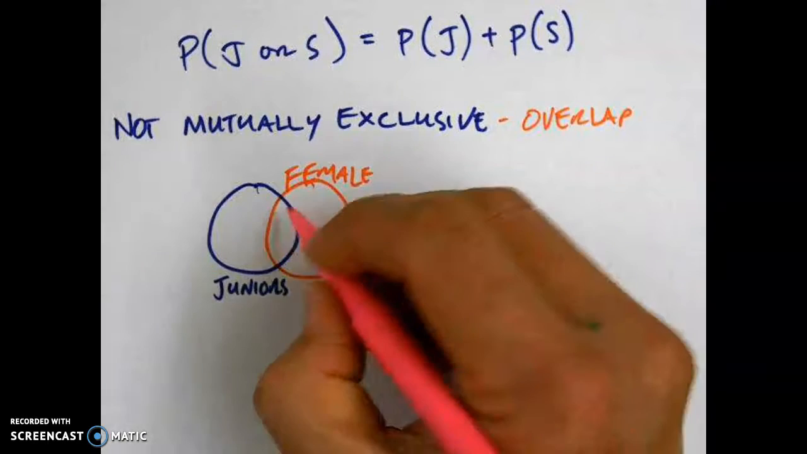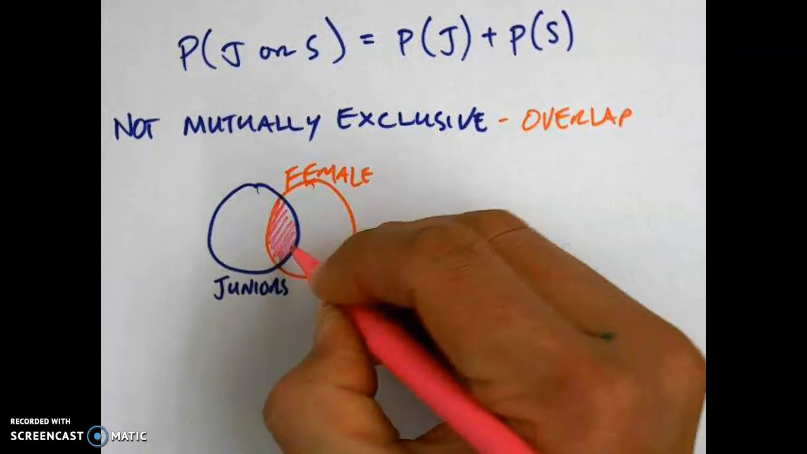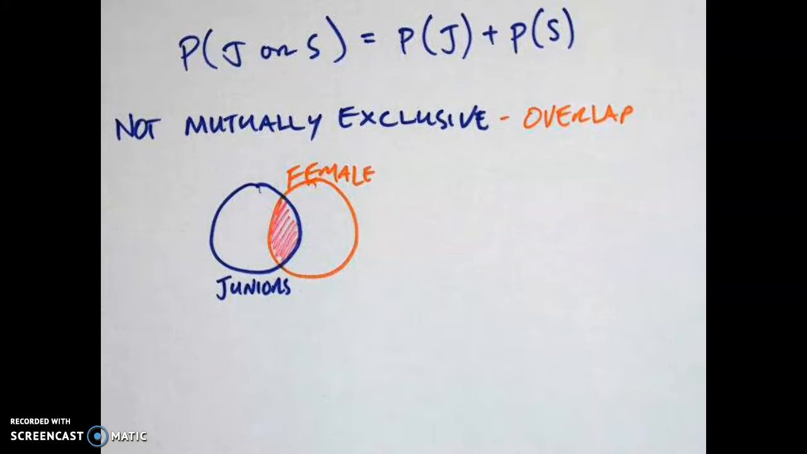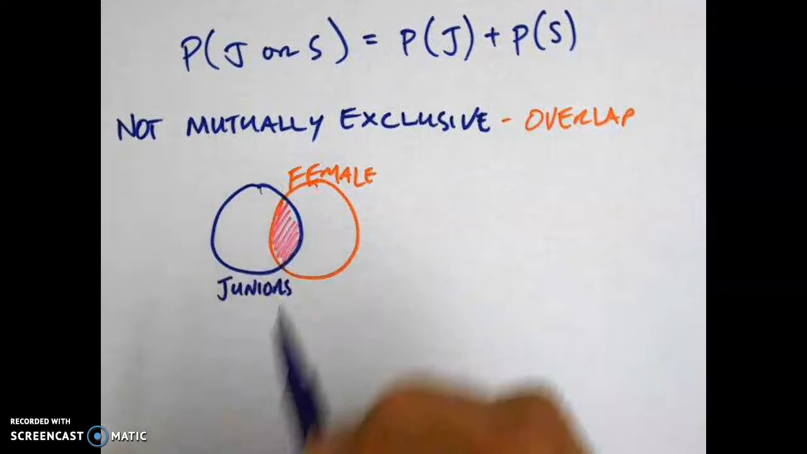So this pink area in the middle is going to be both. So, remember when we talked about the males with glasses? You guys remember that? So we counted the number of males, and then we counted the number of people wearing glasses, and then what did we have to do at the end? Subtract the people who are males with glasses, right? Why? Because we counted them twice. We're going to have to do the exact same thing here.